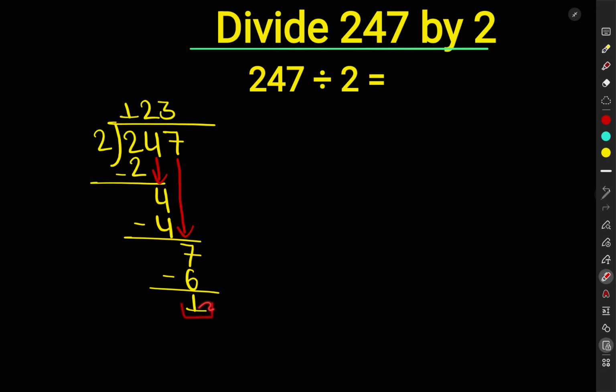So now this 1 is less than 2 and there is no other number beside. So we put here a decimal so that we take 0. So now it became 10 and 2 times 5 means 10. On subtracting we get 0. So 247 divided by 2 is 123.5.